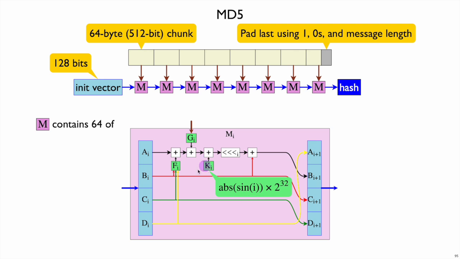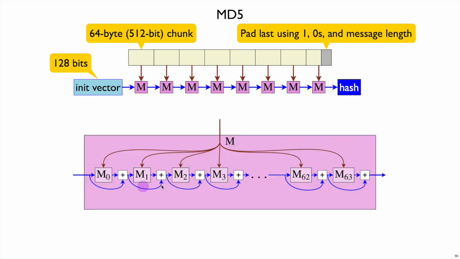But the overall picture is that we are mixing B, C, and D sub i through some nonlinear ANDs and ORs and XORs, adding it with the current A sub i, then adding that with some bits from the input, then adding it with some constant, then shifting by an amount that also varies among these different M sub i's, adding that one more time with B sub i, and that becomes the new B sub i plus 1. So again, we're chaining those kind of boxes 64 times, which means that this whole calculation can take a while.